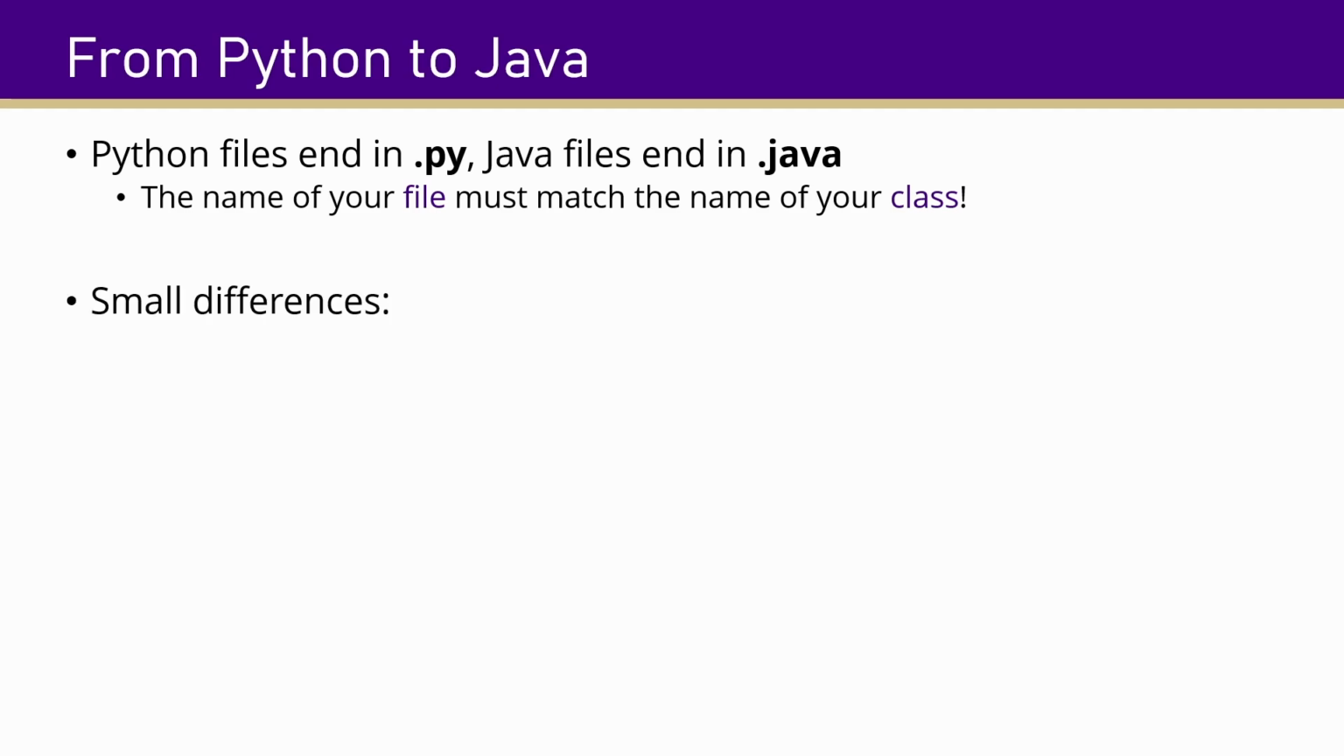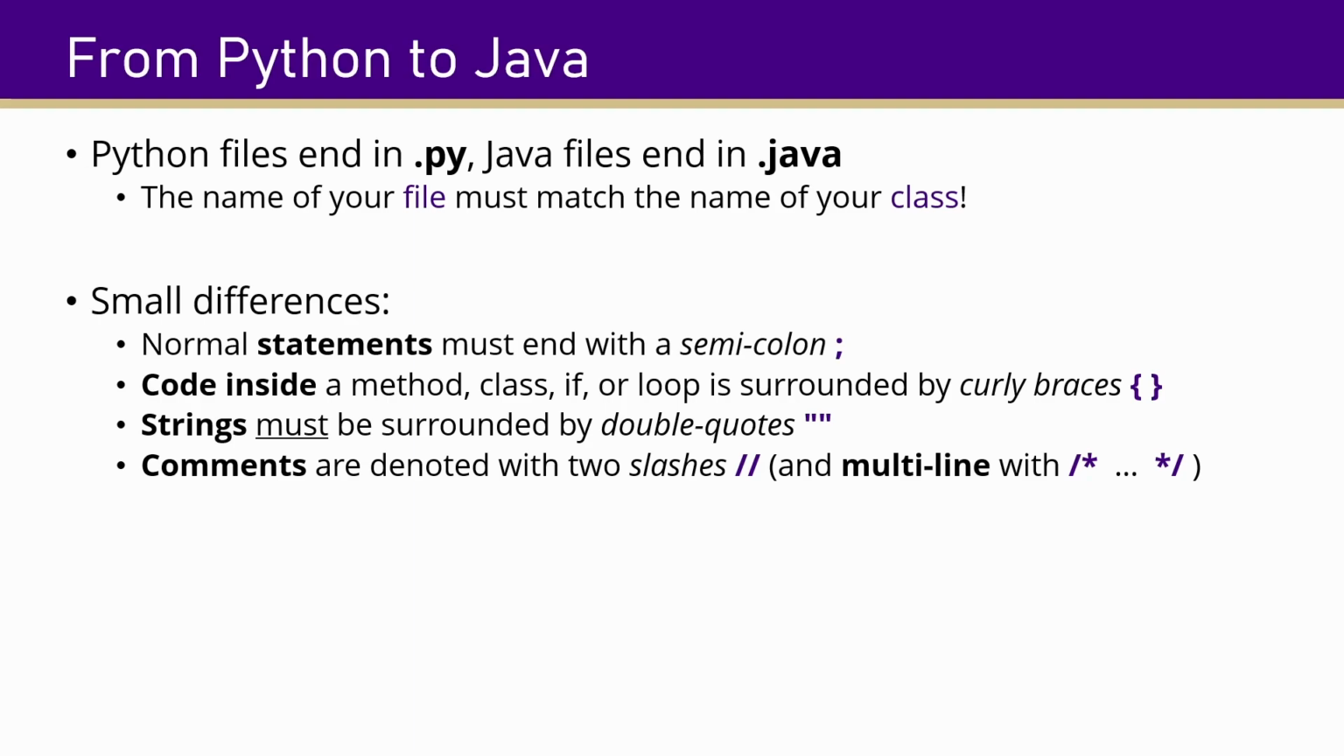So there's also a few small but pretty important differences. For one, normal statements of code must end with a semicolon, right? Code that's inside a method, class, an if statement, or some kind of loop is got to be surrounded by curly braces, right? Java uses curly braces instead of indentation to denote what's inside of a code block. Strings got to use double quotes, and then comments are denoted with 2 slashes for a single line comment, or you can write a multi-line comment by using /* to start the comment and then */ to end it.